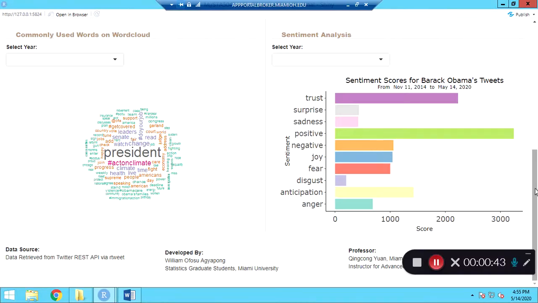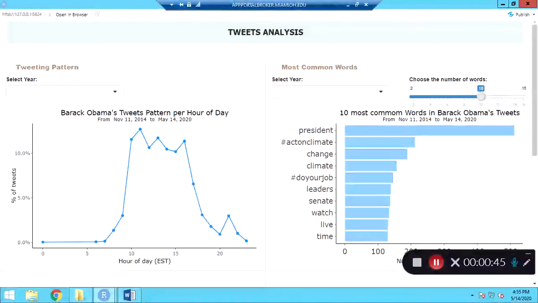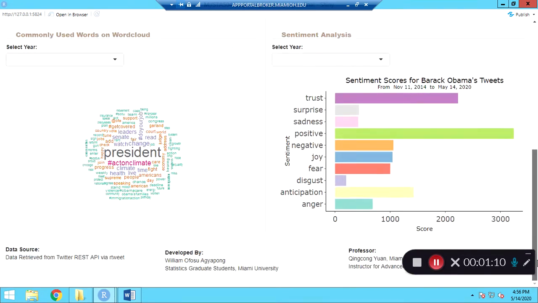Now, how does the application work? It is very simple. Right from the start, when the application is first launched, it displays information for the entire period within the data set. So as we can see here, under the tweeting pattern, we can see from November 11, 2014 to May 14, 2020, and the same thing can be seen in all the other plots.